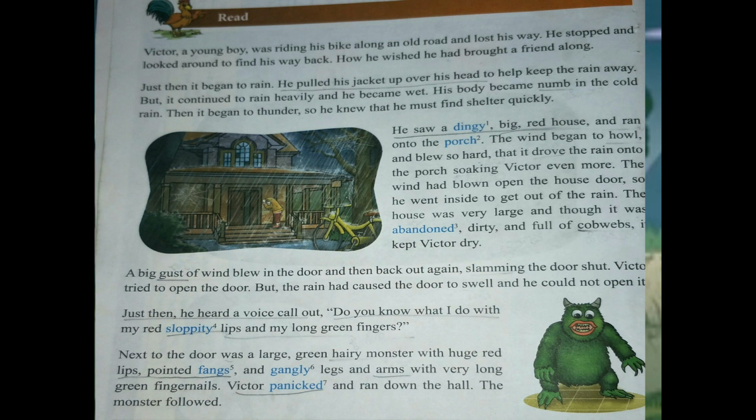Just then it began to rain. He pulled his jacket up over his head to help keep the rain away. But it continued to rain heavily and he became wet. His body became numb in the cold rain. Then it began to thunder, so he knew that he must find shelter quickly. He saw a dingy, big red house and ran onto the porch.